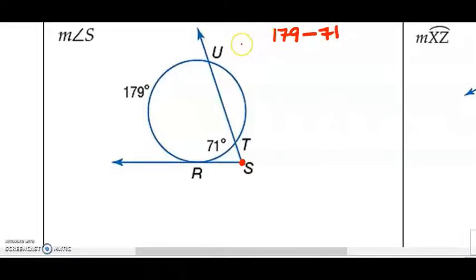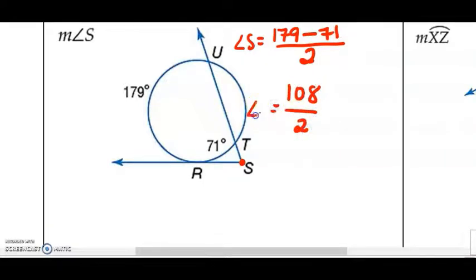Remember, if something is negative, to say something is out, like in baseball, if you're out, that's a negative. So I'm going to subtract those two. So that gives me 108 divided by 2, which is 54.